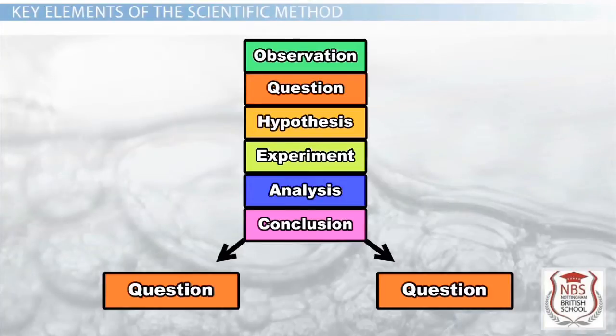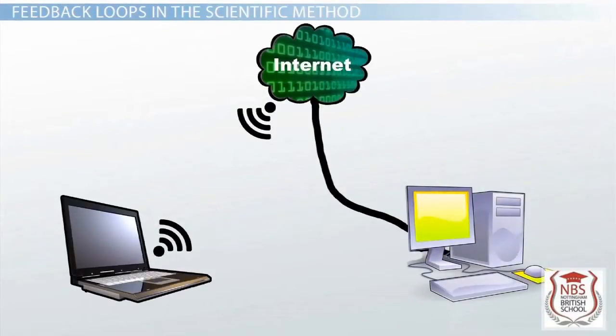Let me show you how the steps can feed back and branch out from one another with an example of my own experience. Let's have a look. Let's just call it the feedback loops in the scientific method.